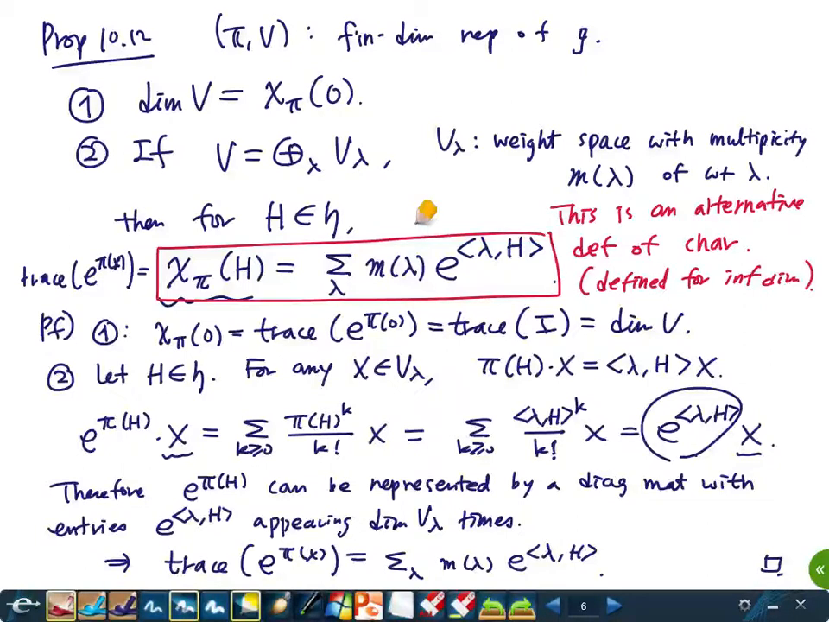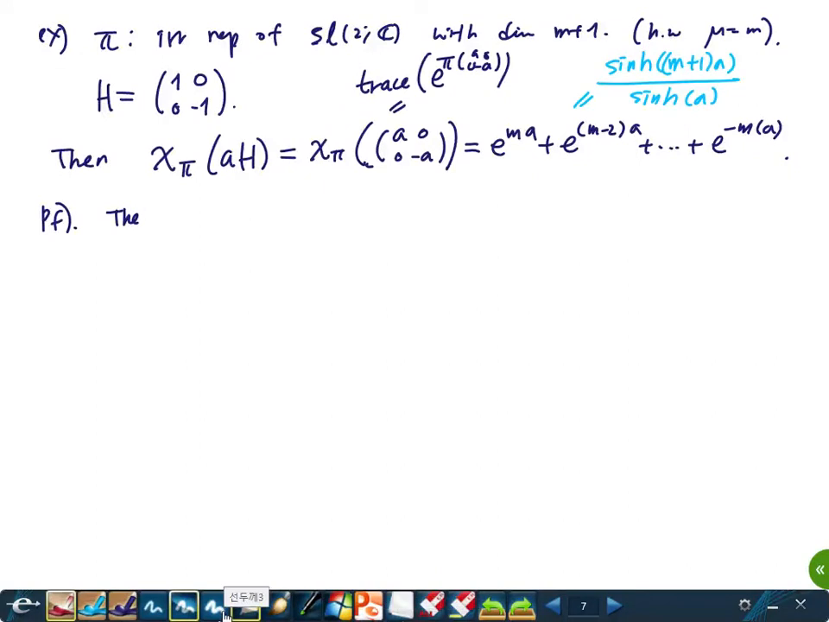Because we will be talking about trace or character of an infinite dimensional representation. So think of this as a definition, okay? For the finite case, the two are equivalent. All right, anyway, we will be using this to show this statement.